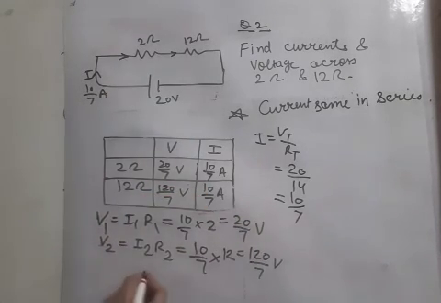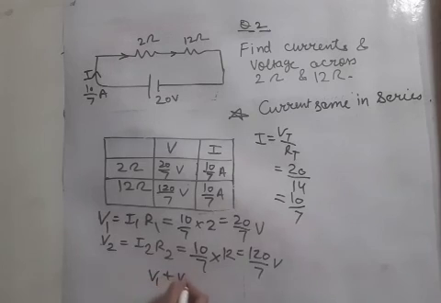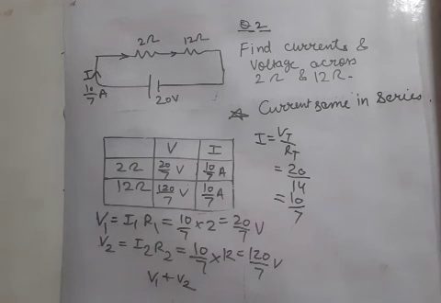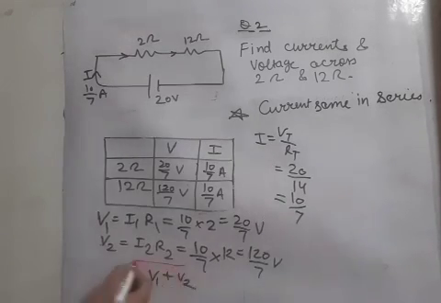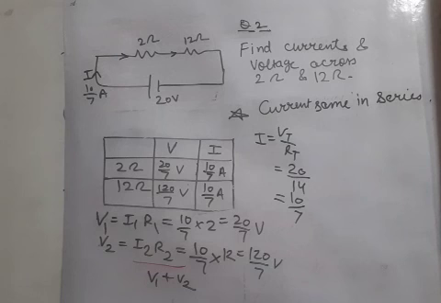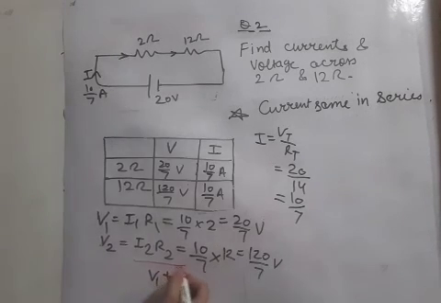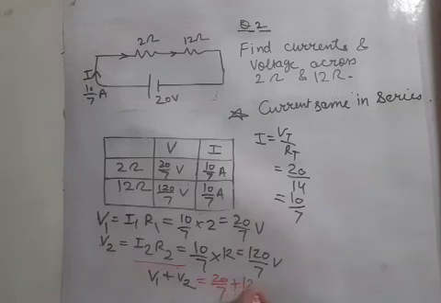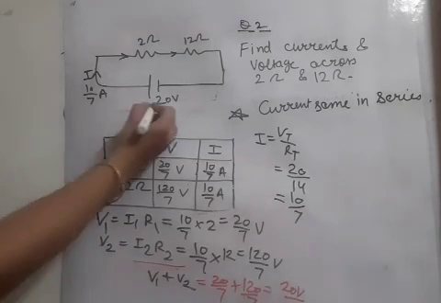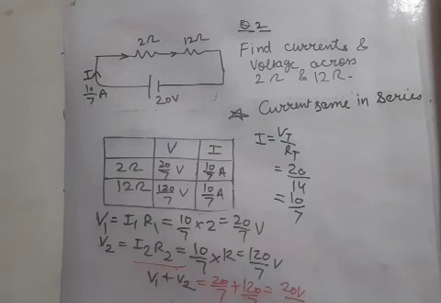You can add the two voltages for checking. If V1 and V2 are added, 20 by 7 and 120 by 7, are we getting 20 volt, equal to the battery voltage? Yes. So this way the checking can also be done, and this way we solve the series and parallel individual currents and voltages.